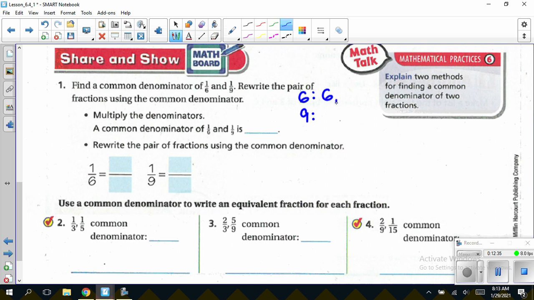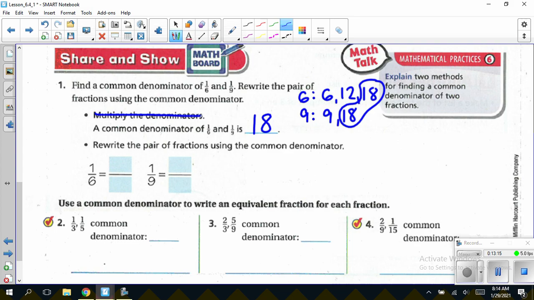So counting by 6s, I have 6, 12, 18. Counting by 9s, I have 9, 18. And I know right now that I can use the LCD of 18. Now, I could have multiplied my two denominators together like they wanted to, but again, I don't want to use that large of a denominator. If I would multiply my two denominators together, that would be 54, and I would prefer not to use that large of a denominator. So I am not doing just any common denominator.